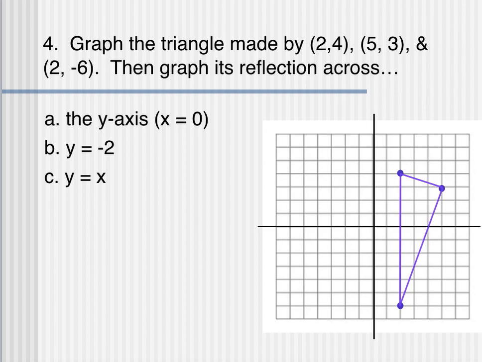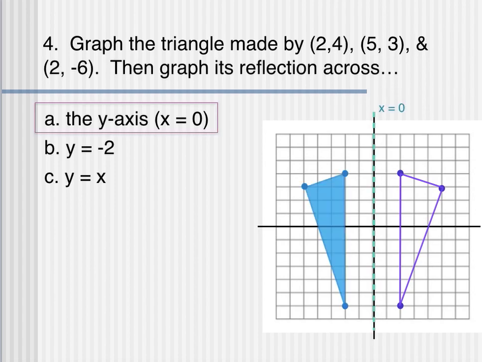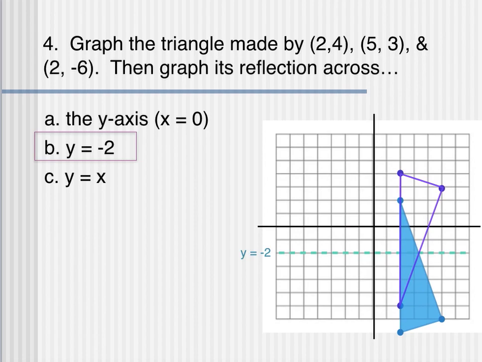Go ahead and try parts A and B for question 4. C is a bit of a challenge question. We'll go over that together. Pause here until you're done. Check your answer for part A. Check your answer for part B.